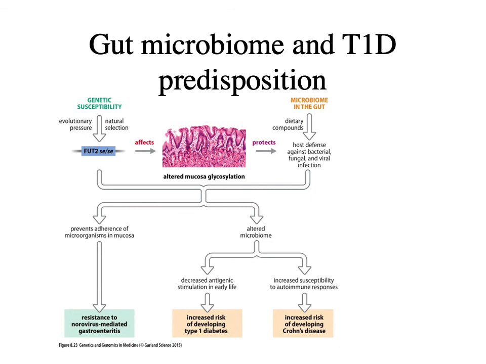A possible consequence is decreased antigenic stimulation to the immune system early in life, which is common in modern societies, that would predispose individuals homozygous for the non-secretor allele to an increased risk of developing type 1 diabetes. So it's an interesting thing to ponder, that your gut microbiome might in turn predispose you to diabetes, but your particular genotype would dictate to what extent that would be the case.